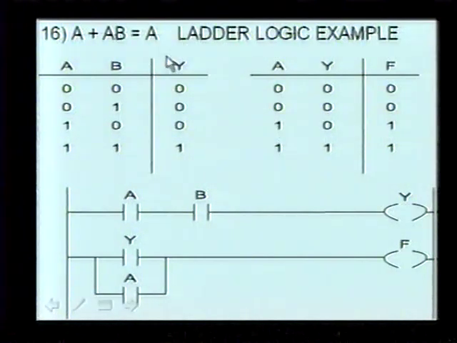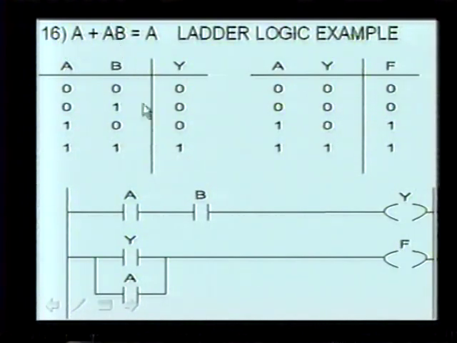Here we have the Boolean identity A ORed with A and B equals A. So we're going to do this in a ladder logic example. First we'll do a truth table. So we'll say A is ANDed with B, and that gives us the result Y. So 0, 0, 0, 1, 1, 0, 1, 1. And when you have to have both ones in, it gives you a 1 out.